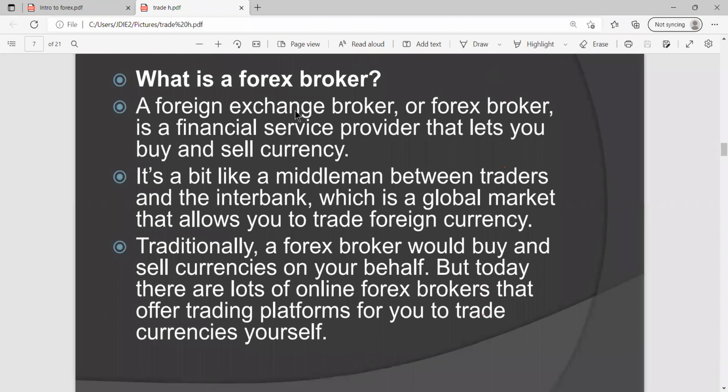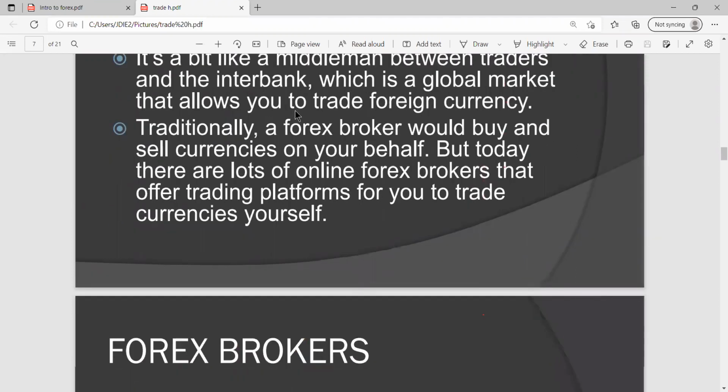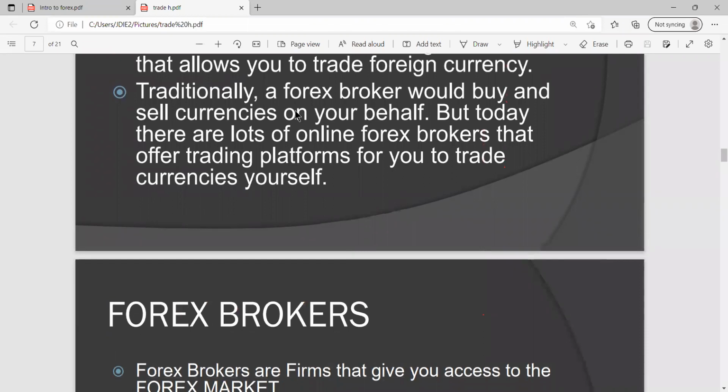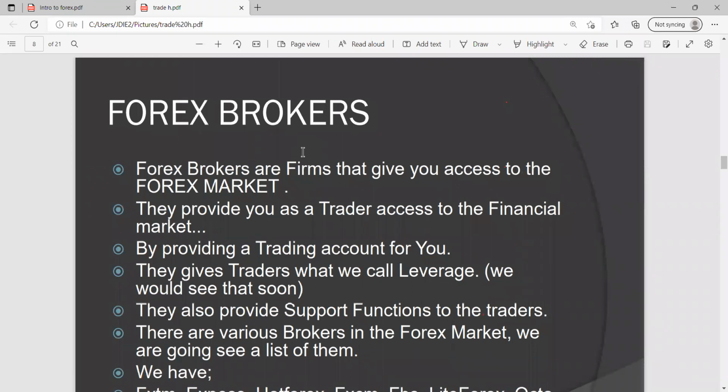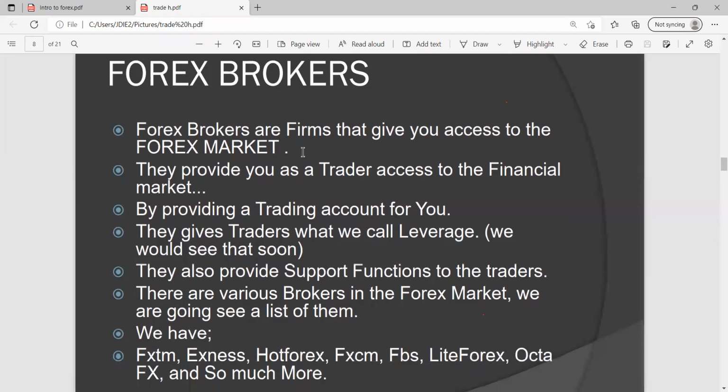So it's like a middleman between traders and the interbank, which is a global market that allows you to trade foreign currencies, as we have speculated already. Traditionally, a forex broker would buy and sell currencies on your behalf. But today, there are lots of online forex brokers that offer trading platforms for you to trade currencies yourself. The brokers' main aim is to give you access to the financial markets. A forex broker will give you access to the forex market.